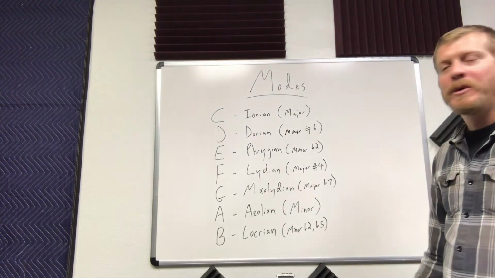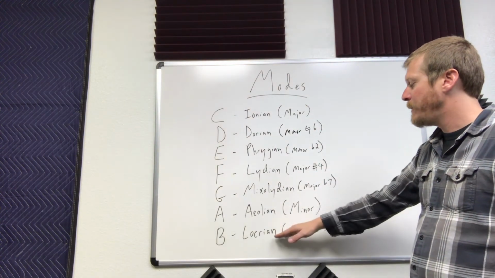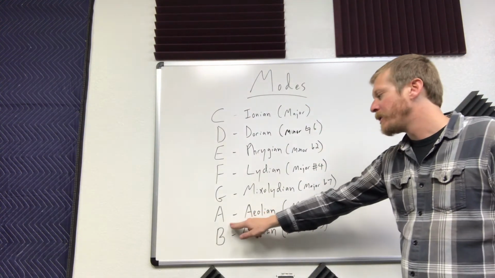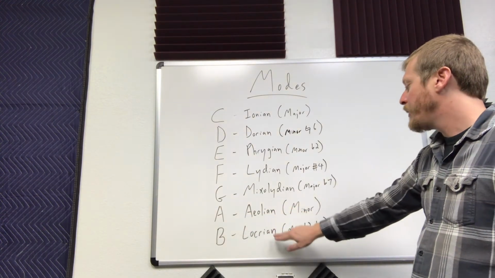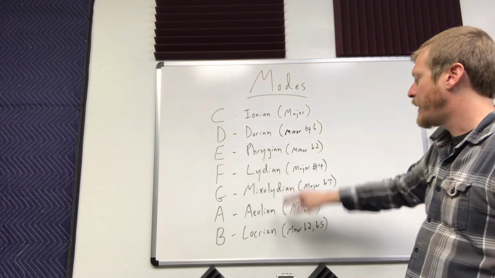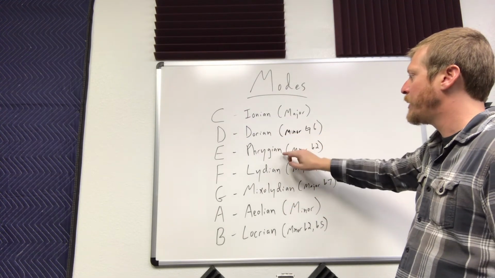Okay, and so all of these modes apply the exact same way to a major scale as they do to a minor scale. So if we were starting with A minor being Aeolian, all the other modes would be in the same order after that. But we start off thinking of it from the standpoint of a major scale.